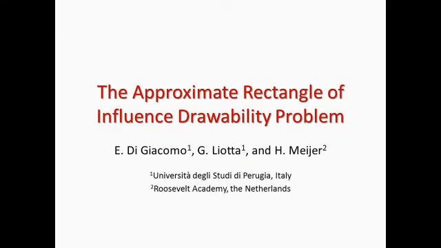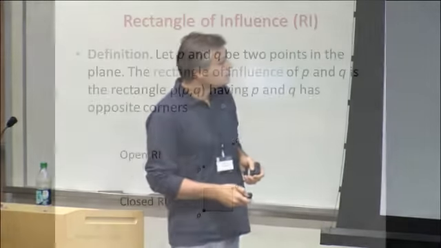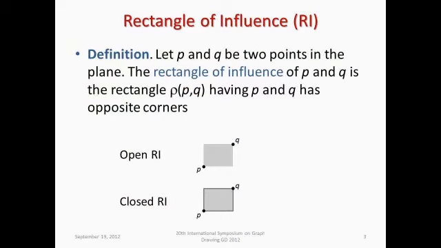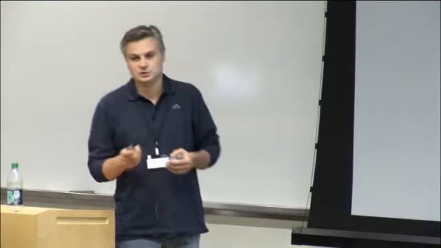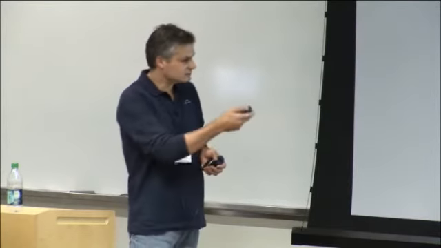This work is a joint work with Biedl, Liotta, and Meijer. It is again about rectangle of influence drawings, but here we study an approximate version of the problem. So let P and Q be 2 points in the plane. The rectangle of influence of P and Q is the rectangle rho P and Q having P and Q as opposite corners. So this is the rectangle of influence of these 2 points.